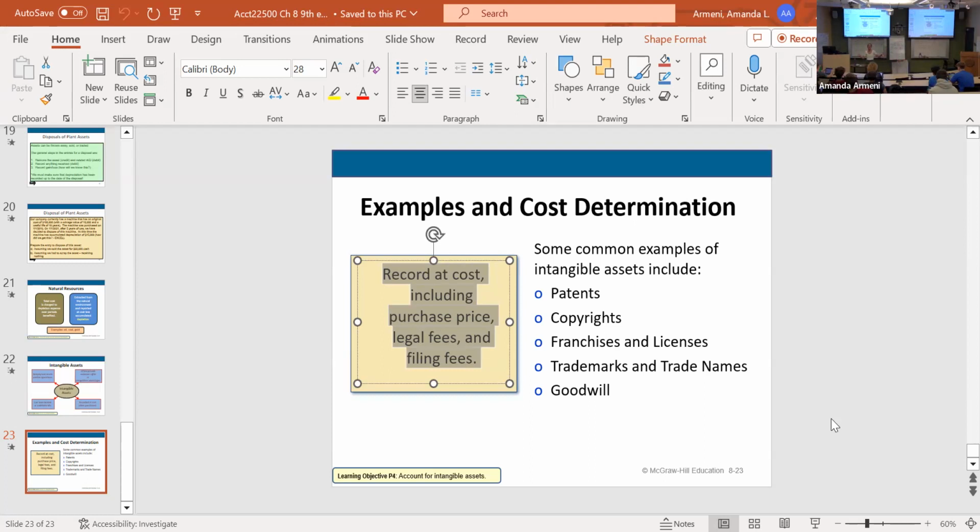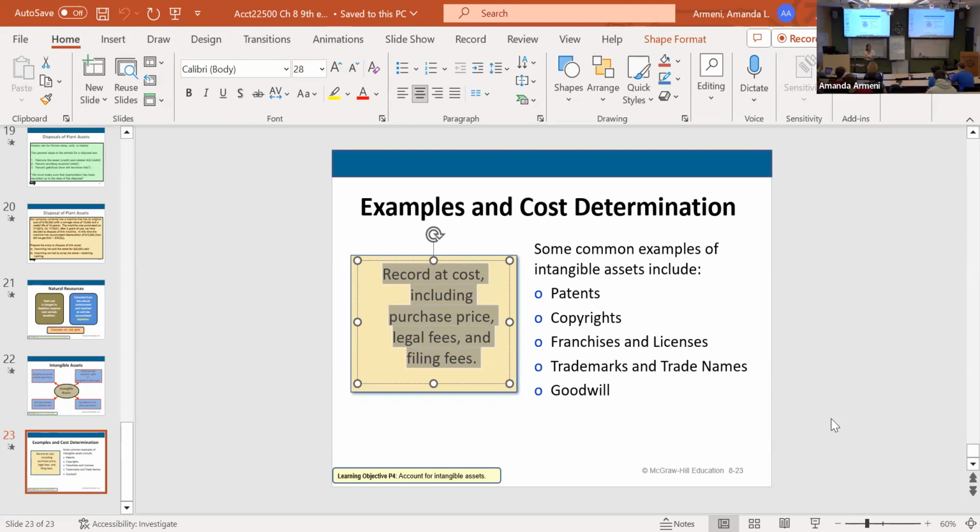And what do you think you should do to the value of that asset as you use it over that 10-year period? What should happen to the value of the patent? It should depreciate. But instead of calling it depreciation, of course, we have to make it a little bit complicated. We call it amortization. Okay? Amortization.